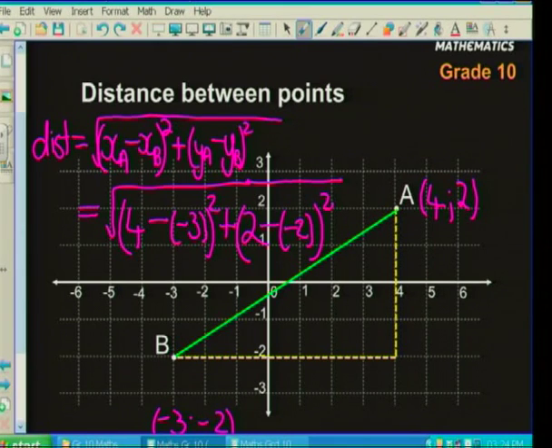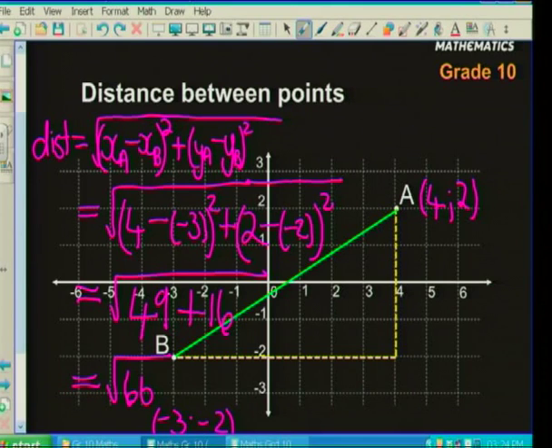So this becomes 4 plus 3, which is 7, and 7 squared is 49, and 2 plus 2, which is 4, and 4 squared is 16. I then add the 2 together, and my answer is the square root of 65. Depending on what the question says, you might leave it as root 65 or to 1 or 2 decimal places, depending on the instructions. Right.